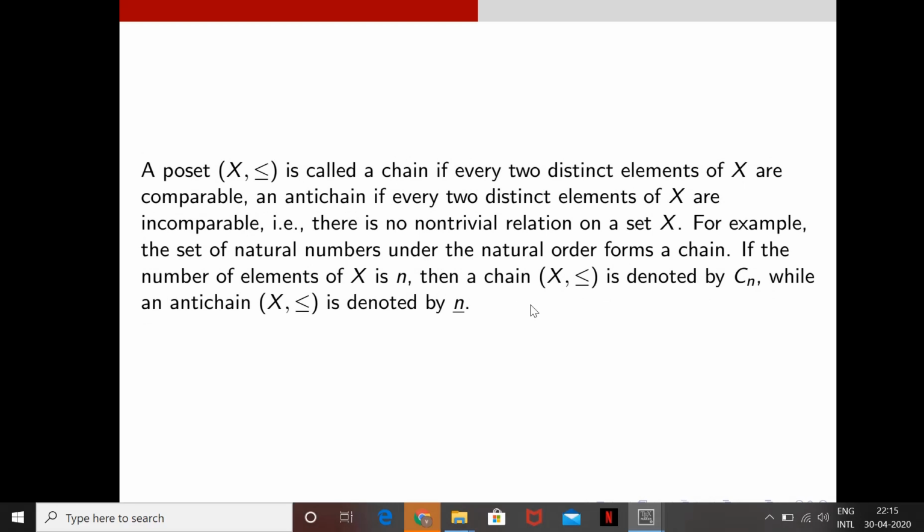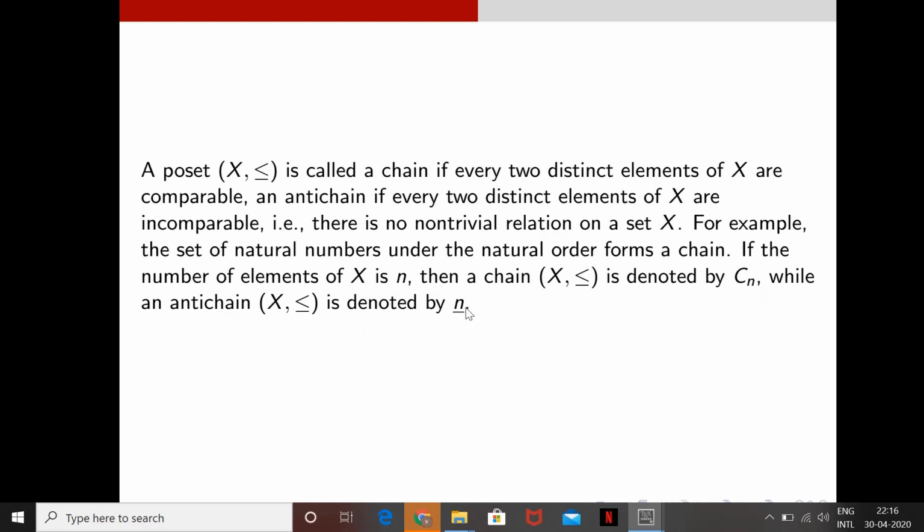Now we will talk about chain and anti-chain. A poset is called a chain if every two distinct elements of X are comparable, and an anti-chain if every two distinct elements of X are incomparable. That is, there is no non-trivial relation on the set X. For example, the set of natural numbers under the natural order forms a chain. If the number of elements of X is n, then a chain is denoted by Cn, while an anti-chain is denoted by this notation.